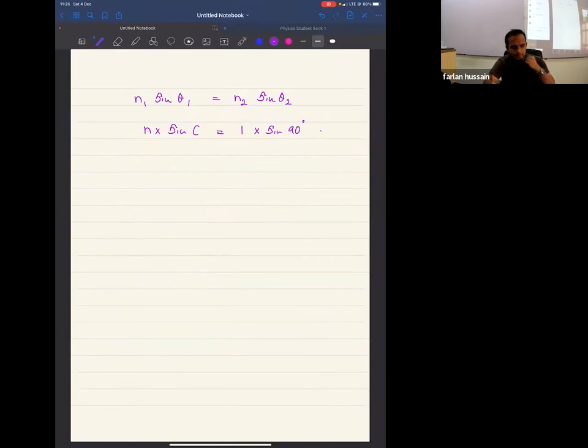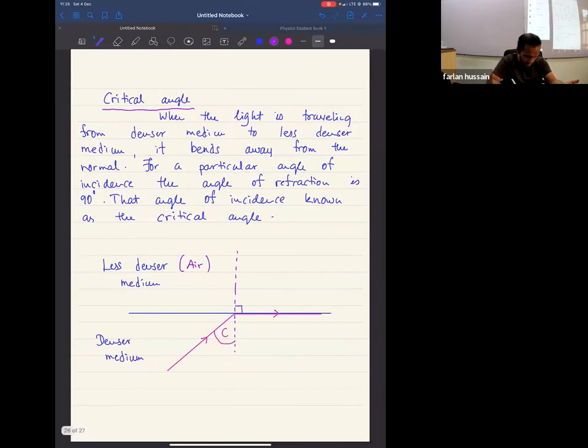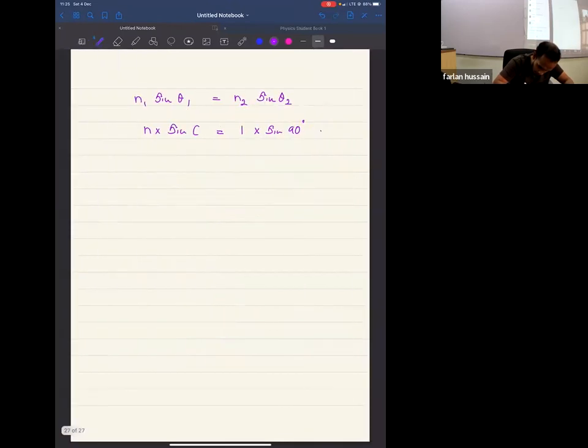Theta 2 is the angle of refraction, which is 90 degrees here, clearly. So then what is happening? N into sine C equals 1 into sine 90. Sine 90 is also 1. So sine C is equal to 1 over N. We have made this equation even at O levels. Critical angle C is given by sine C equals 1 over N. Understood? But this is a critical angle when the outer medium is air. If the outer medium is something else, then it will be different. Then you have to use this equation and figure it out.